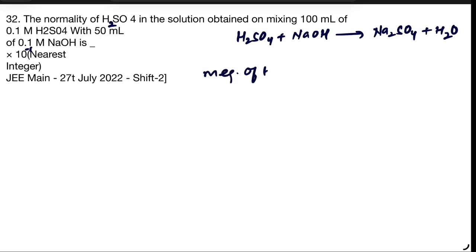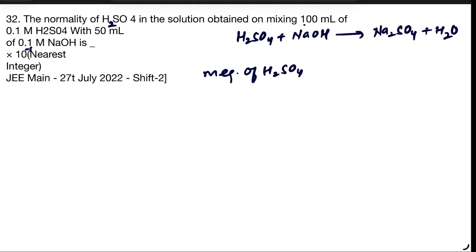The normality of H2SO4 in the solution obtained on mixing 100 ml of 0.1 M H2SO4 with 50 ml of 0.1 M NaOH is dash into 10 to the power minus 1. First of all, find the number of equivalents of H2SO4 and the number of equivalents of NaOH. The reaction between H2SO4 and NaOH will be H2SO4 plus NaOH gives Na2SO4 plus H2O.